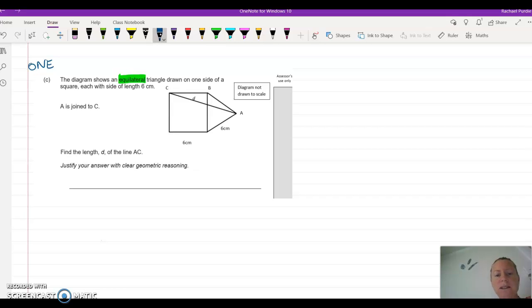We also know that it's an equilateral triangle, isn't it? So that means that this here is 6 centimeters and this here is 6 centimeters. We also know that it is a square, so this side here and this side here are also 6 centimeters. What we want to find out, of course, is D, how long that length there is. Okay?